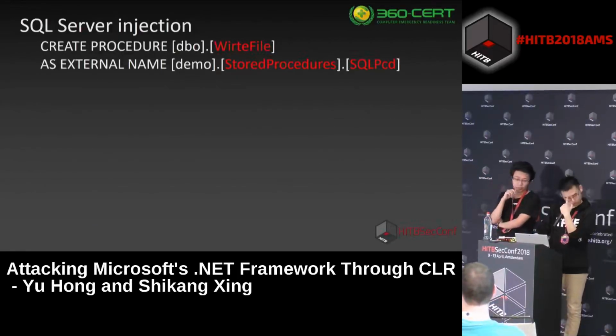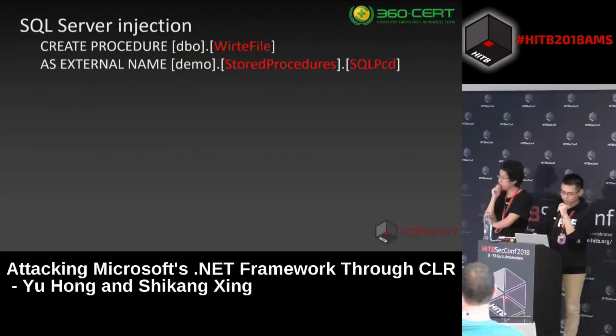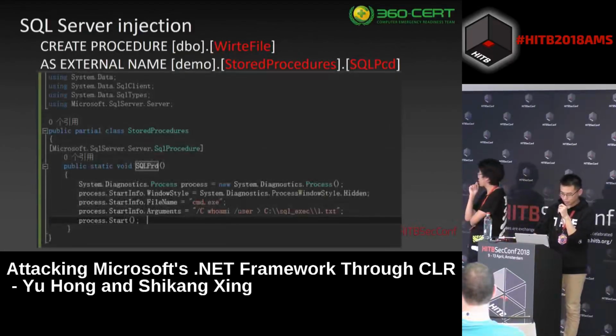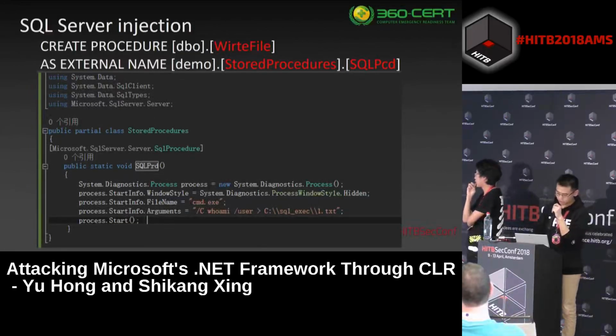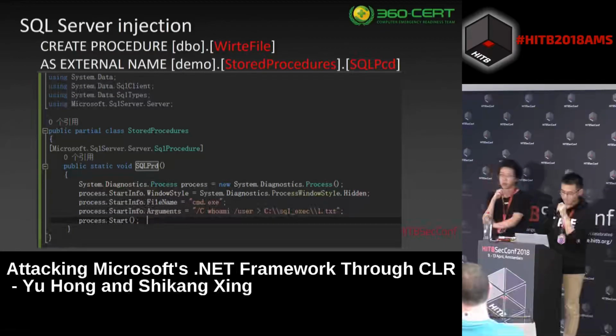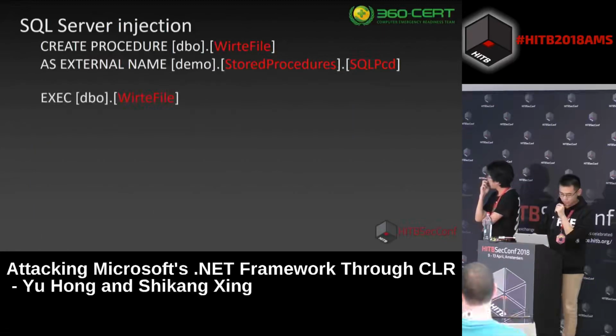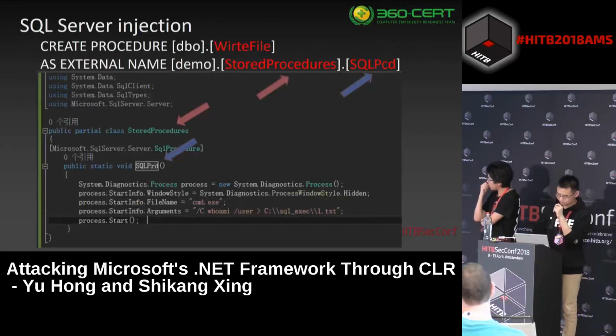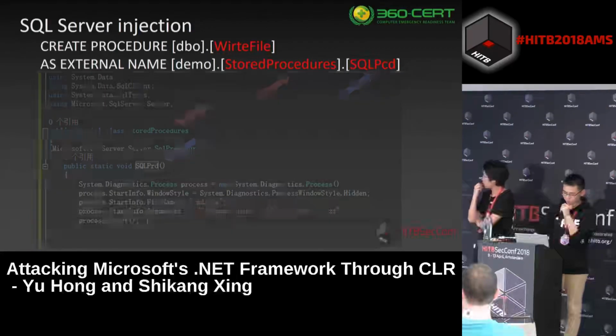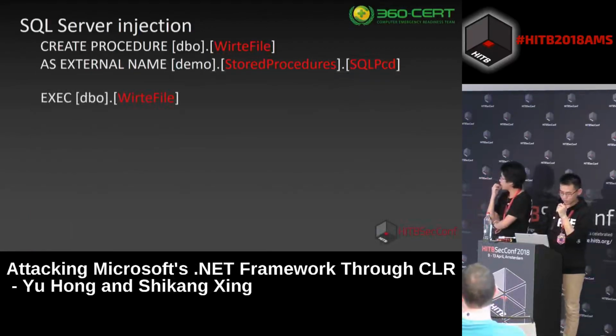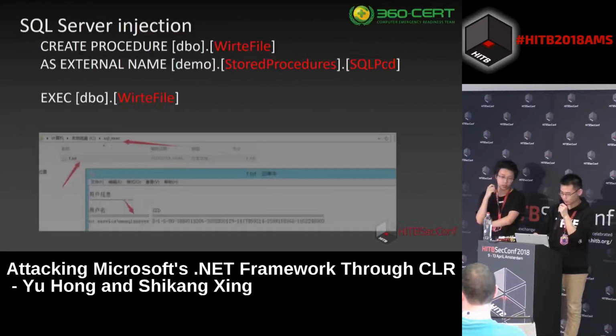The script has the procedure name, which in the Visual Studio project is the class name, and this assembly name is the fashion name. Last is execute the assembly name.